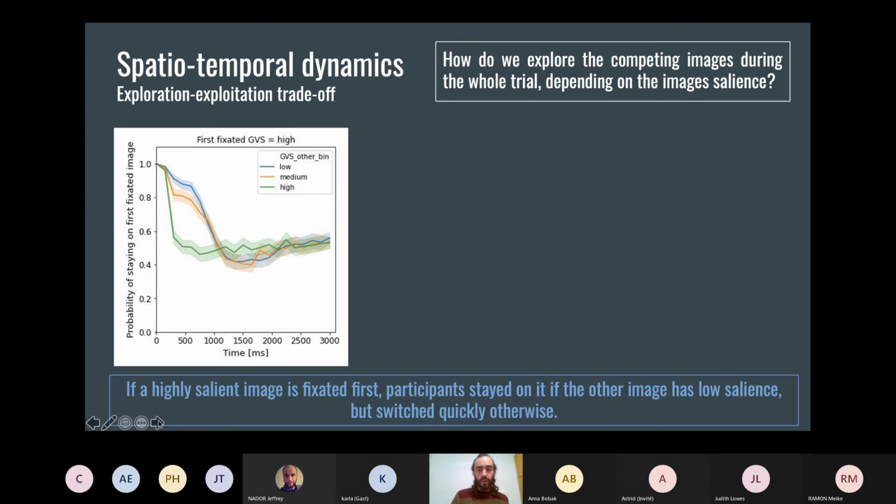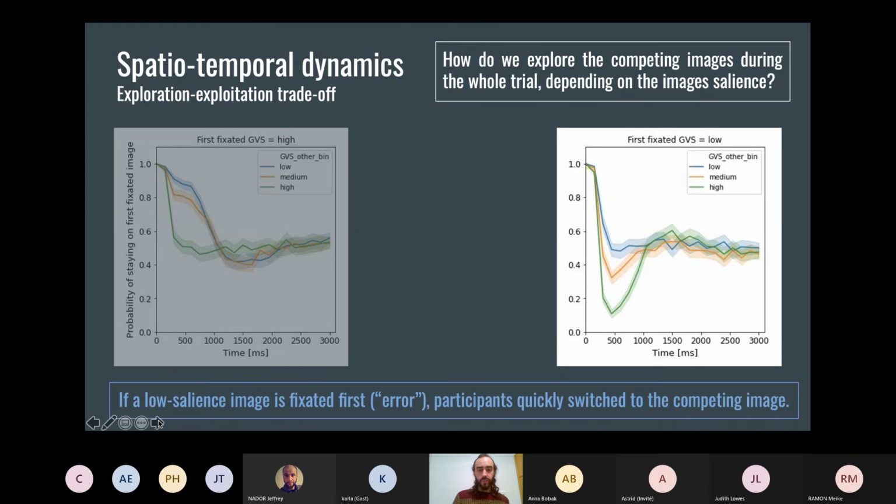And in the next slides, we have what would be like an error. What happens if we look first at an image with low global salience? That's strange, but of course it happens sometimes. In this case, when the other image, the image that has not been fixated, has high global salience, you can see that's the green curve. Then participants switch to the other image very quickly, and the effect is smaller the lower the salience of the other image is.